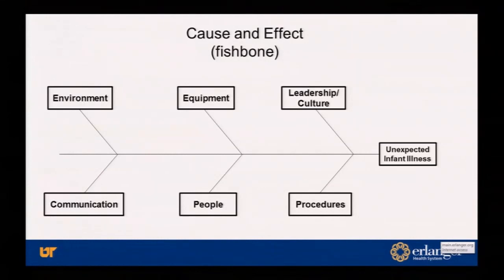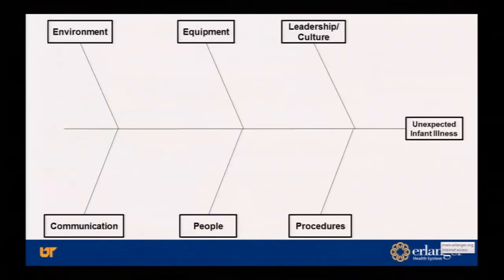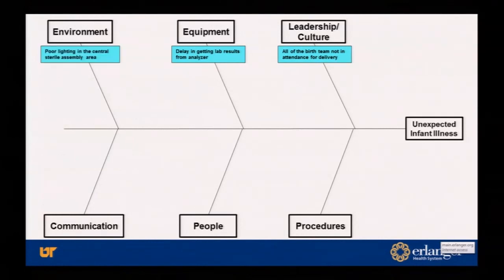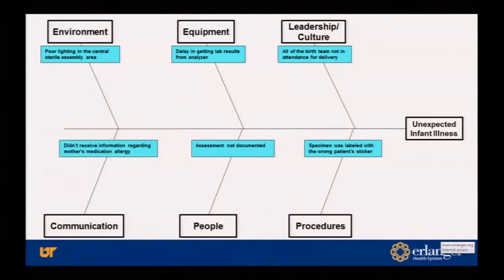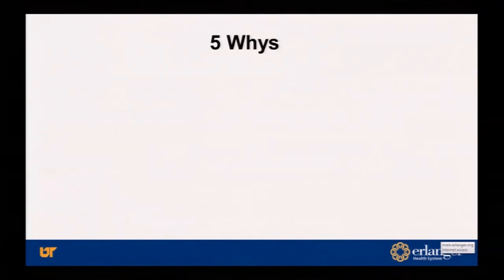To give you a little bit of context on some of those, I'm going to use an example here of just an unexpected infant illness, right? And we're going to blow this up a little bit. Under leadership culture, we might say the birth team not in attendance for delivery. Equipment: delay in getting lab results from the analyzer. Environment: poor lighting in the central sterile assembly area. Procedures: specimen was labeled with the wrong patient sticker. People: assessment not documented. And communication: didn't receive information regarding the mother's medication allergy. So those are just high-level causes.